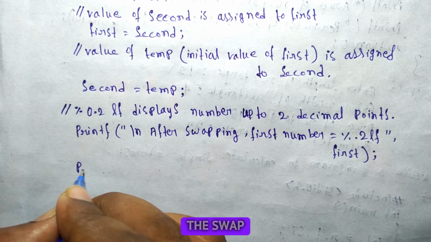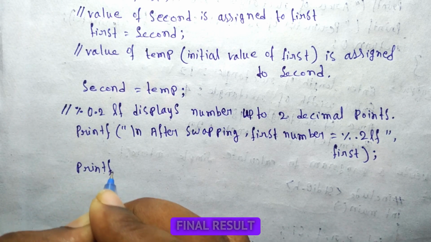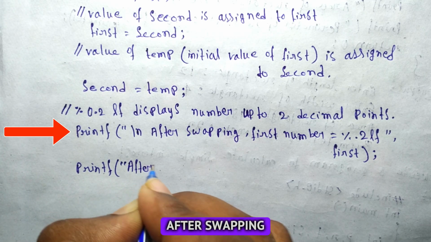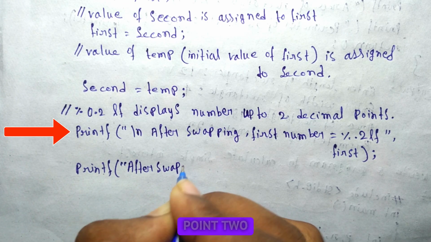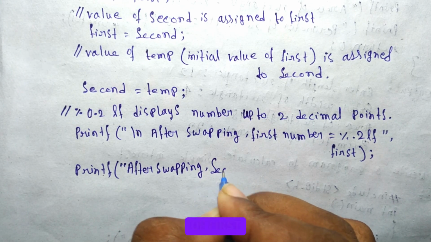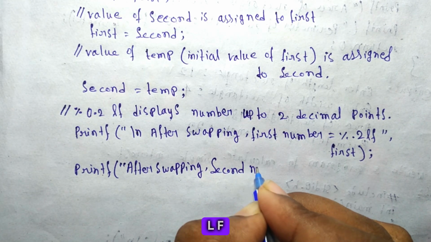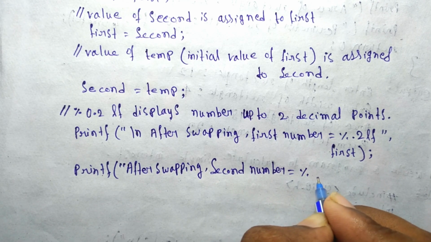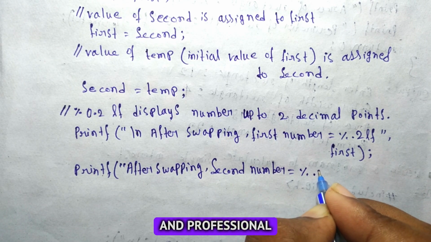After performing the swap, we move on to display the final result. In the next line, we use printf. "After swapping, first number equals %.2lf," first, which prints the message along with the value of first. The %.2lf means we're showing the number in decimal format with 2 digits after the point, making it look neat and professional.